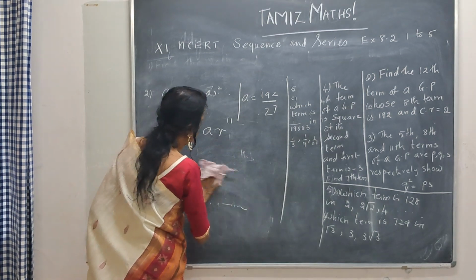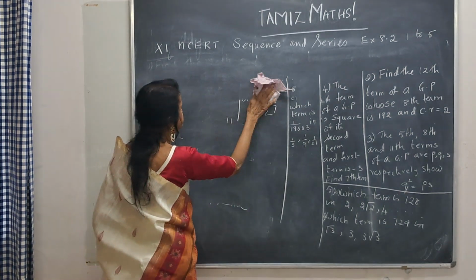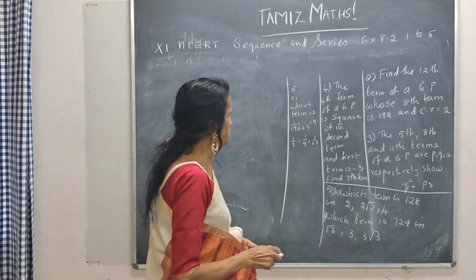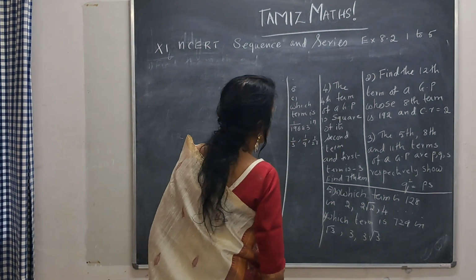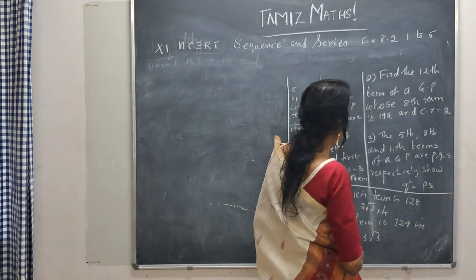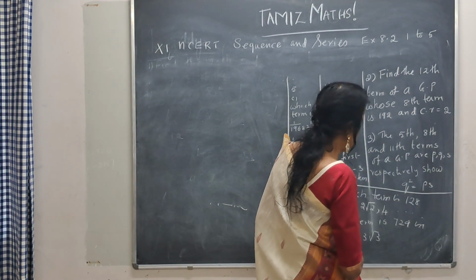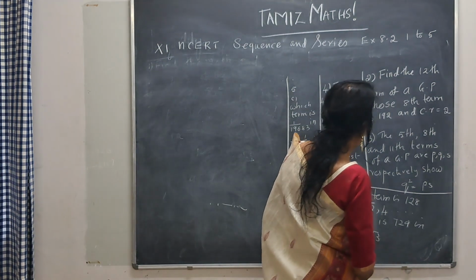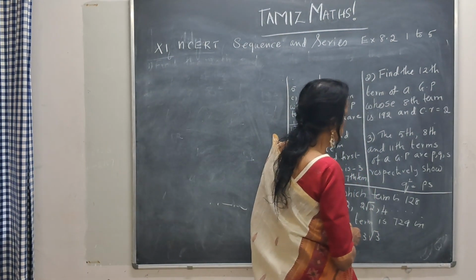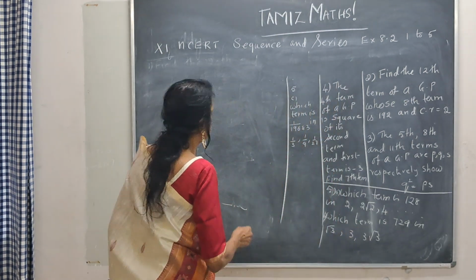Next we go for problem number 3. The 5th, 8th and the 11th terms of a GP are P, Q and S respectively. Show Q square is equal to PS.